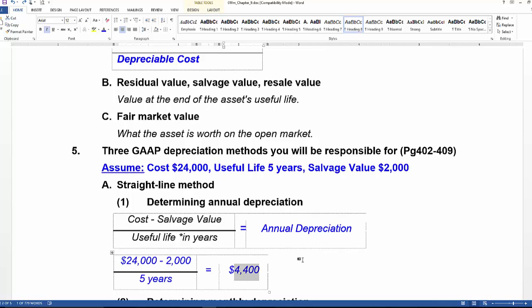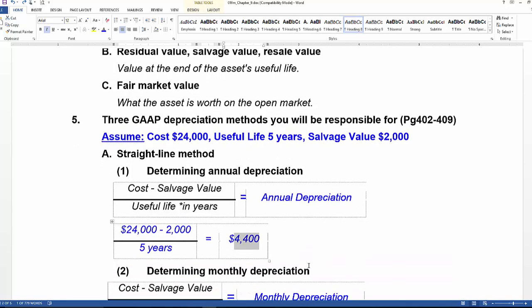And that'll accumulate at the rate of $4,400 per year. So at the end of year one, accumulated depreciation will be 4,400. End of year 2, accumulated depreciation will be 8,800. End of year 3, accumulated depreciation will be $13,200, and so on.